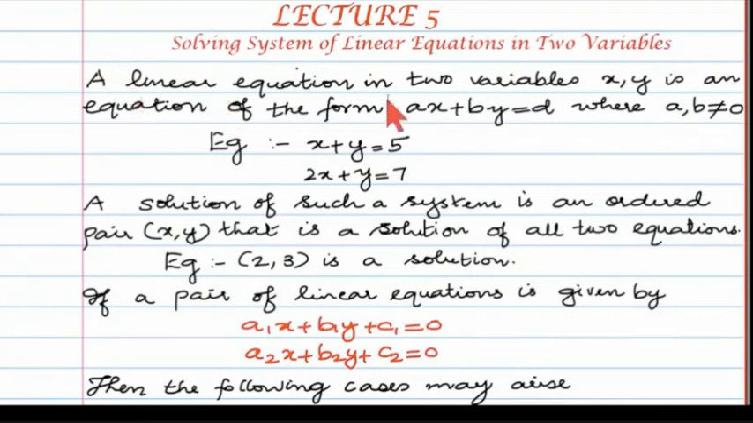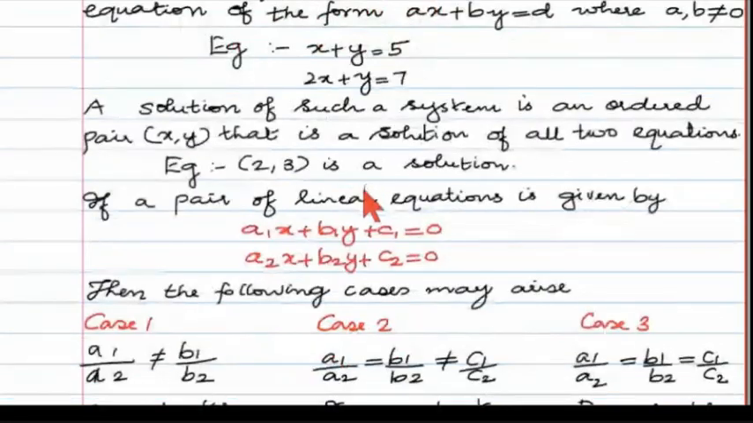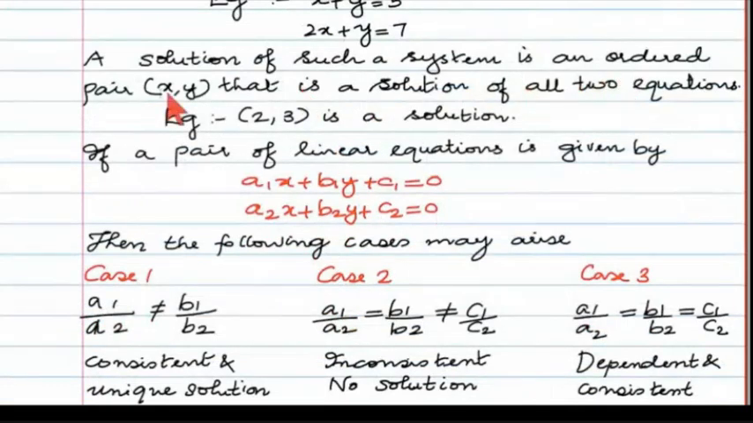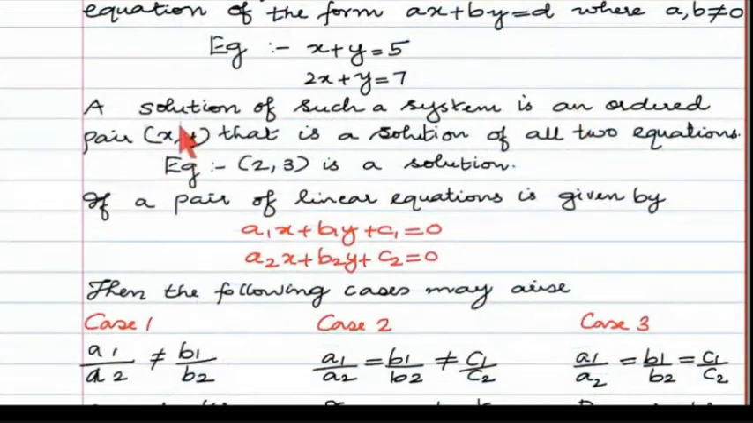A linear equation in two variables x, y is an equation of the form ax plus by equal to d, where a, b not equal to 0. Examples are x plus y equal to 5, 2x plus y equal to 7. Here we have two equations and two unknowns. A solution of such a system is an ordered pair (x, y) that is a solution of both equations. So this (x, y) must satisfy both these equations. For example, (2, 3) is a solution of this system.